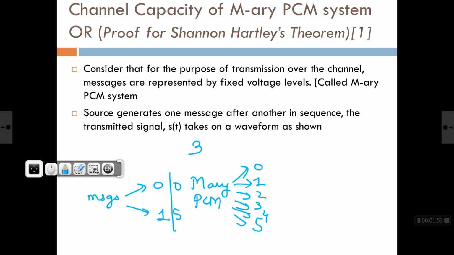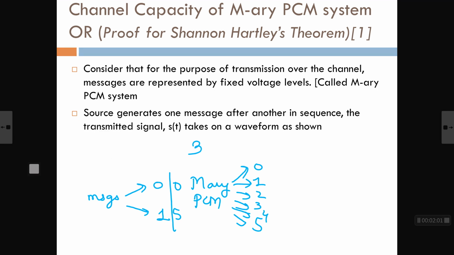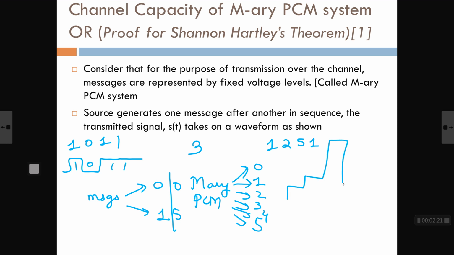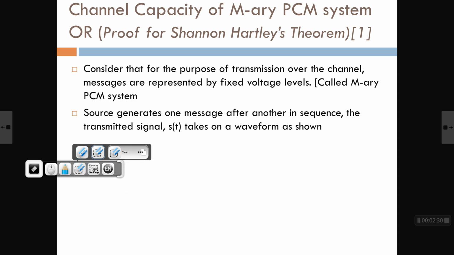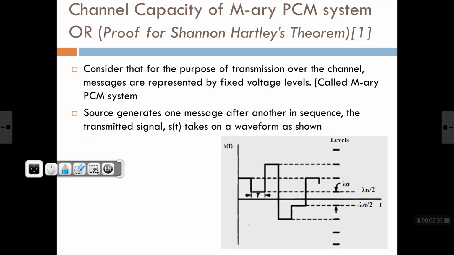Now, the source generates one message after another in a sequence, and the transmitted signal is a waveform. So in simple words, if we had, say, 1, 0, 1, 1, I would have a waveform like this, right? 1, 0, 1, 1. But if it is an M-ary PCM system, and it tells me, say, 1, 2, 5, 1, I will have 1 volt, 2 volts, 5 volts, and then again 1 volt. So somewhat like this signal I would get. So we shall see an example, we shall take a particular sequence.